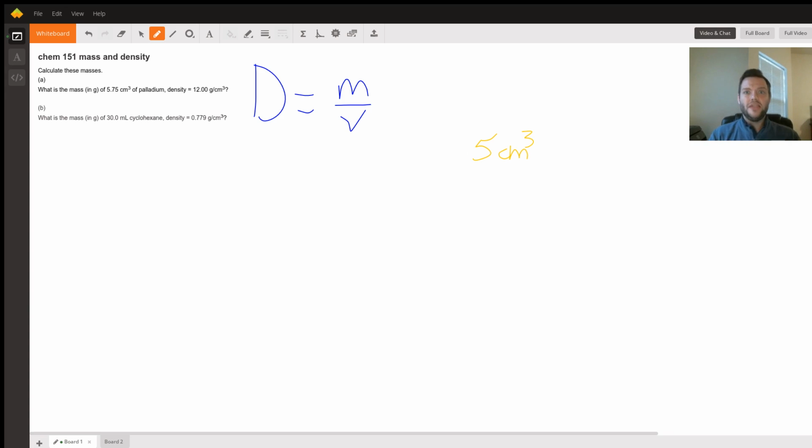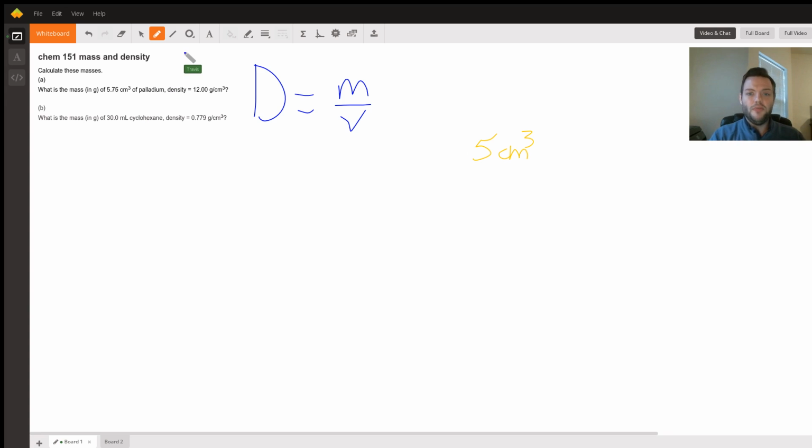In order to solve density problems, more often than not, it involves an algebraic expression. Density is equal to mass divided by volume. Looking at this first problem here, it's asking what is the mass in grams of 5.75 centimeters cubed of palladium.